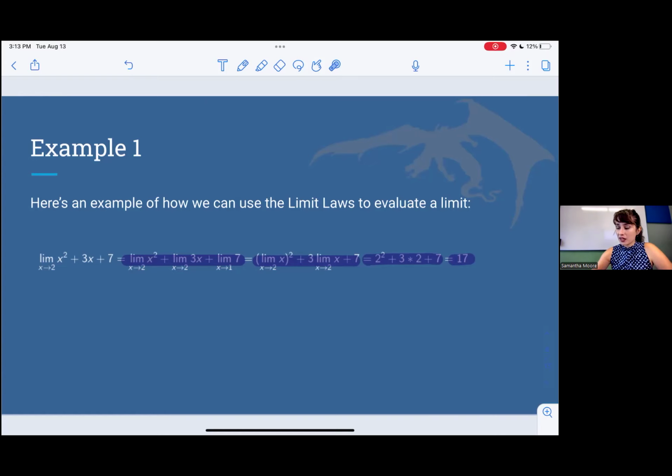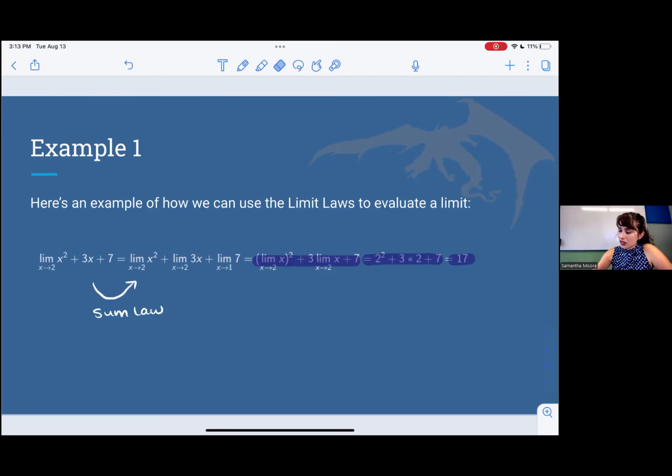So the first thing that I'm going to notice is that in the function that I'm trying to find the limit of, I see a bunch of plus signs. And so I'm going to apply the sum law, which allows me to break up that limit into the limit of each of my individual pieces. So instead of having the limit of the full function x squared plus 3x plus 7, I'm now going to have the limit as x approaches 2 of x squared plus the limit as x approaches 2 of 3x plus the limit as x approaches 2 of 7. So I've already made my life a little easier, and I'm looking at easier functions in each limit.